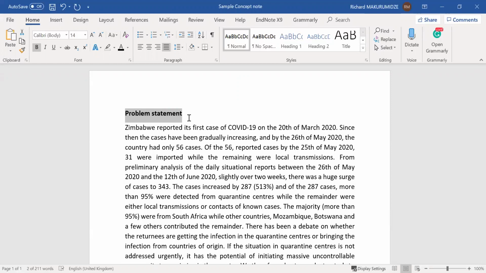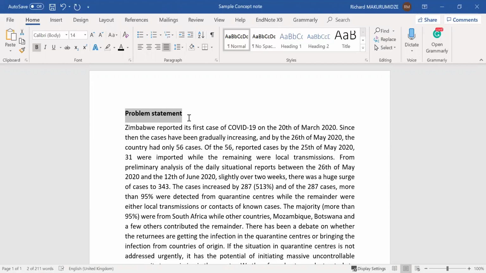There have been issues here. If you check from the reports which are coming, most of the infections which are happening within our setting are happening from the returnees, those who are coming from South Africa, from Mozambique, from Botswana. And there's been a lot of debate to see, are these returnees getting infected in quarantine centers, or are they coming with the infection from the countries where they're coming from.